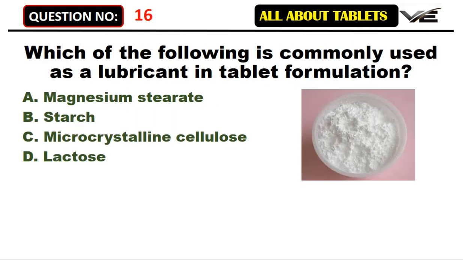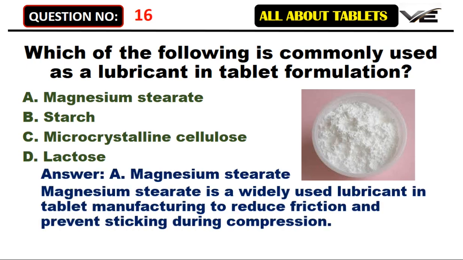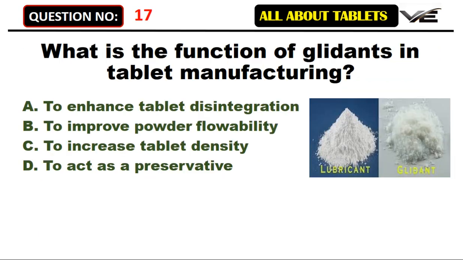Which of the following is commonly used as a lubricant in tablet formulation? A. Magnesium stearate. B. Starch. C. Microcrystalline cellulose. D. Lactose. Answer. A. Magnesium stearate. Magnesium stearate is a widely used lubricant in tablet manufacturing to reduce friction and prevent sticking during compression.